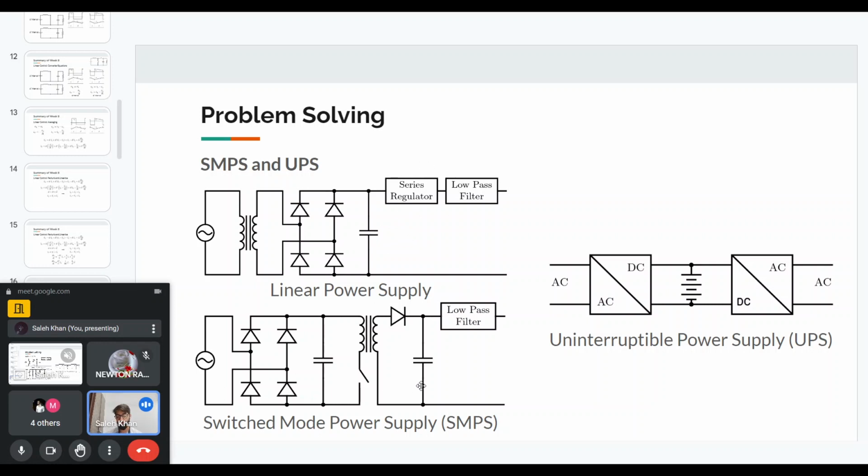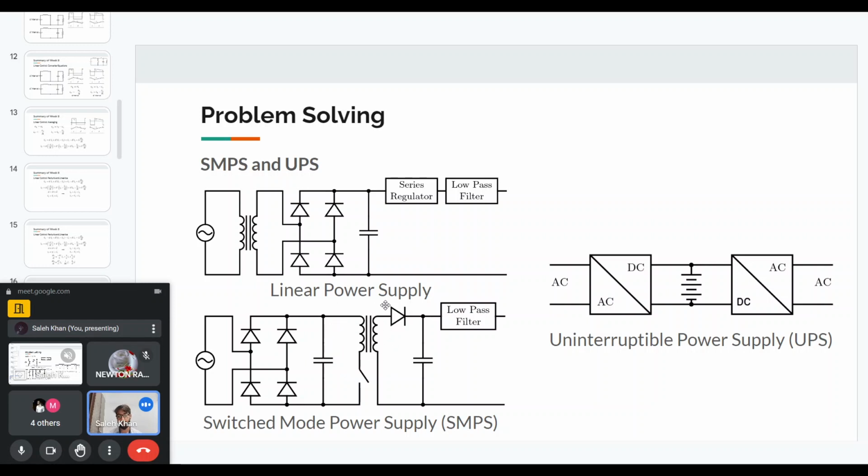For a switched mode power supply, on the other hand, this is one configuration. First, we have the diode-based rectifier, and this is directly connected to the AC input. Then we have a flyback converter, and this transformer of the flyback will be switching at a much higher frequency than the transformer of the linear power supply.